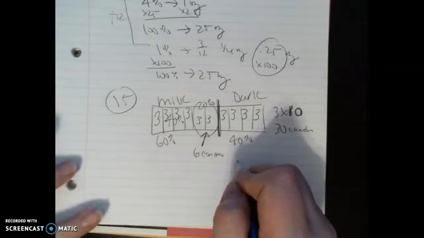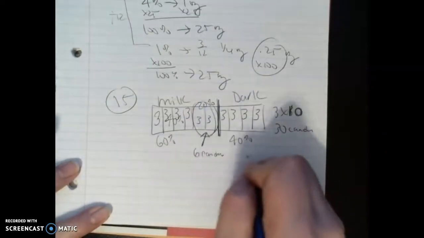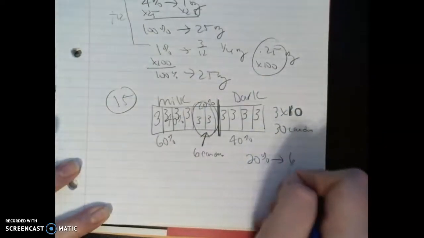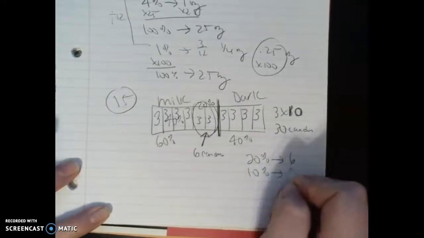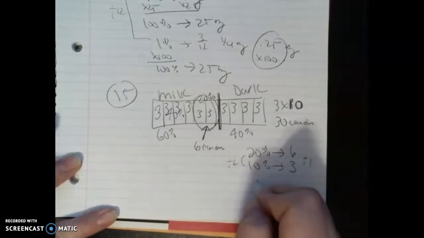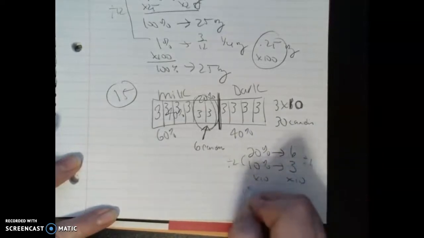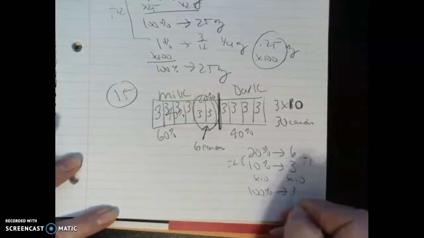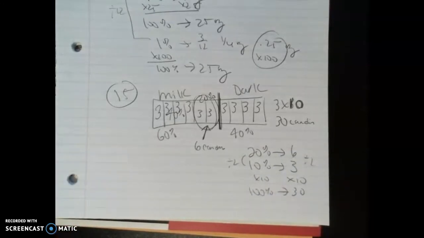Another way maybe would be to say, well, the difference is that 20% is 6 candies. Divide by 2 and get 10% is 3 candies. Scale it by dividing by 2. And then scale that by 10 to get that 100% would be 30 candies. So, I mean, you could do it that way as well.